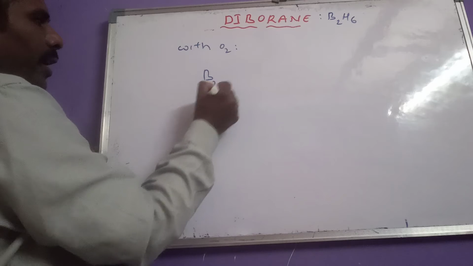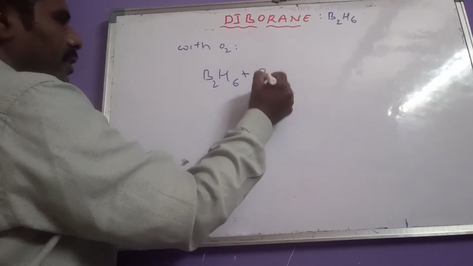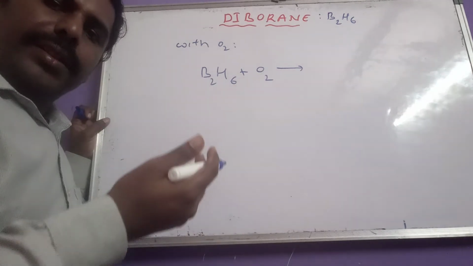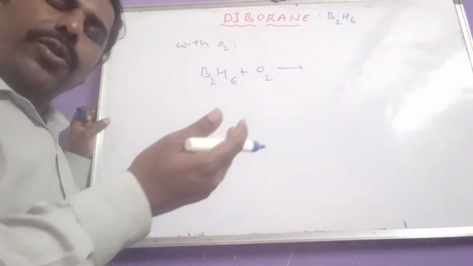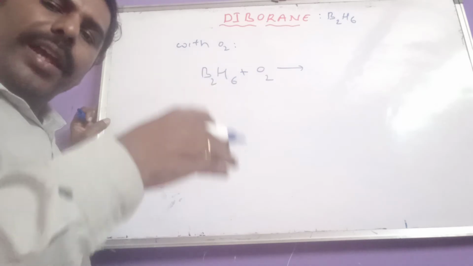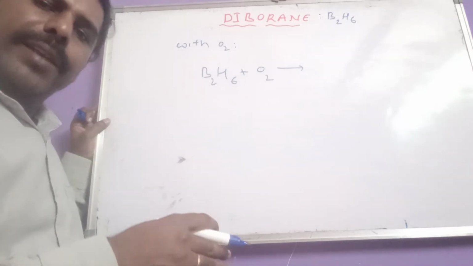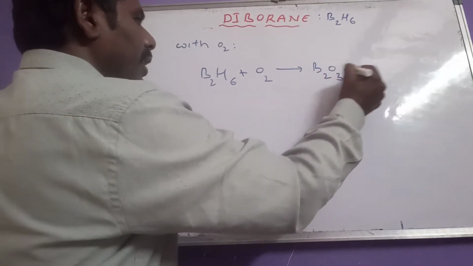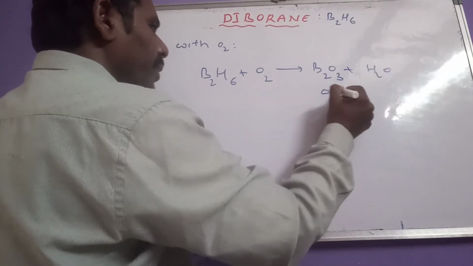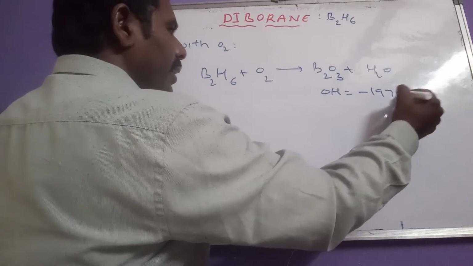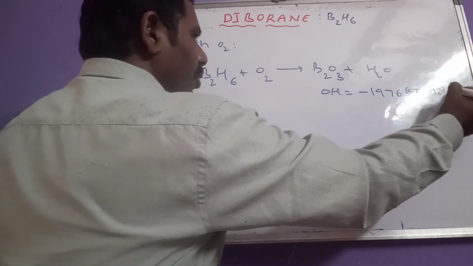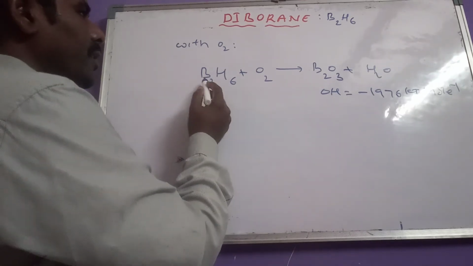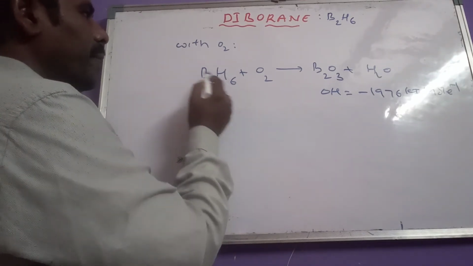So diborane, when it burns in oxygen, liberates a high amount of heat energy, enormous energy will be liberated. And what are the products here? B2O3 plus H2O, delta H is minus 1976 kilojoule per mole.